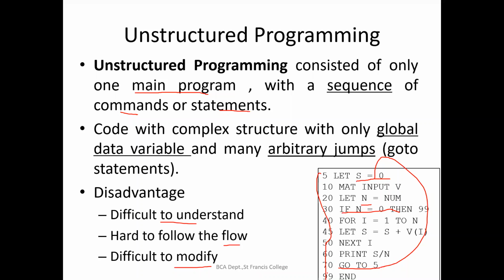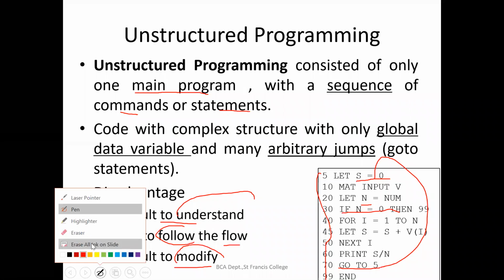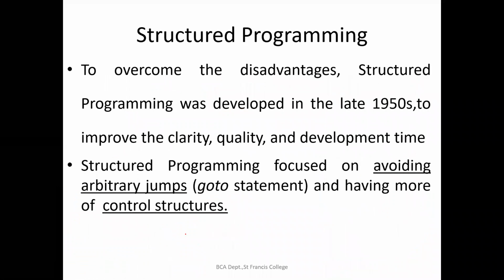Go to 5, I'm giving in the 70th instruction. Imagine if you have thousands of lines of code, then the jumps were hard to understand, and we have to again take the program control to that line. From there we have to understand again, right? So it was hard to follow and also difficult to modify. When you are writing, you will remember this and all, it's okay. We are writing the statements in a sequence. But afterwards, if you want to modify, it was difficult to do. It was difficult to understand. It was hard to follow. So these were the disadvantages of writing an unstructured program. Okay.